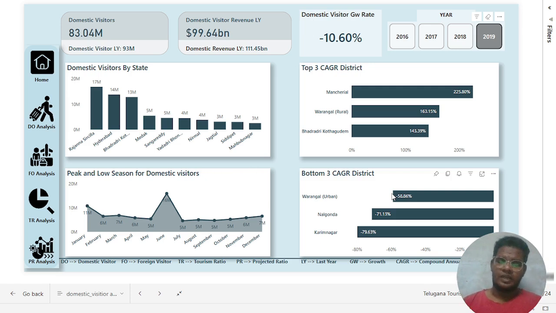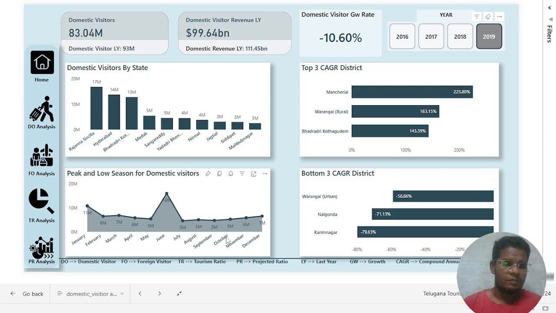But Warangal is a very amazing place. It has a UNESCO recognized site. Actually, I didn't visit that place. I explored all the things on YouTube and in articles, and it's very amazing. The Kakatiya dynasty is a very amazing dynasty, of course. And these are all for this particular domestic dashboard.